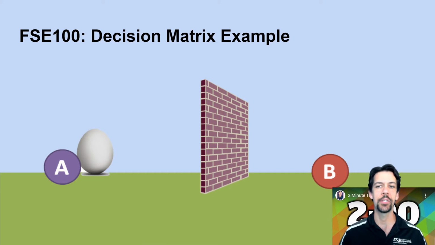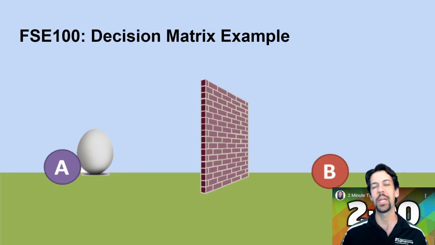The first one that I'd like to share is the decision matrix example, and in this one we're learning how to develop and use decision matrices in the FSE100 Introduction to Engineering class. And we play with this example, and this is just a fun engineering example.